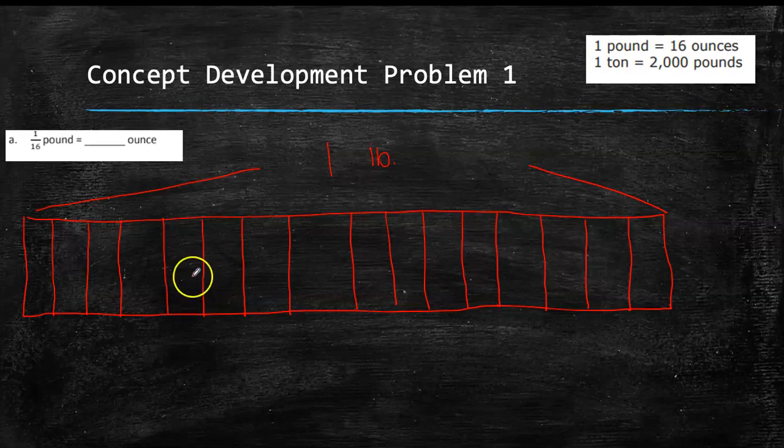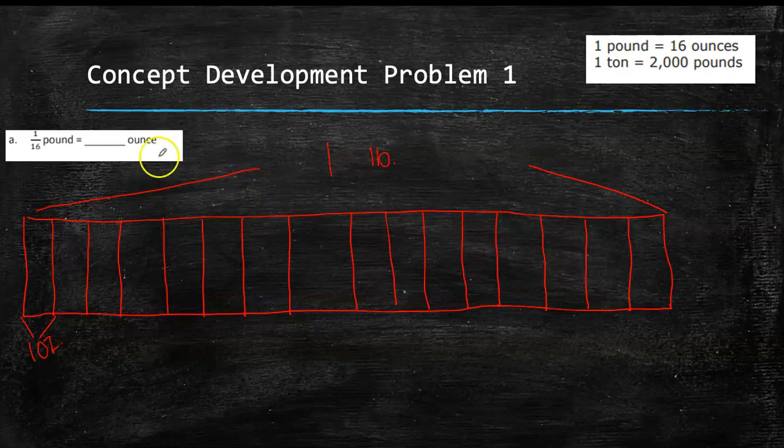And what do we say they represent? Awesome. They represent 1 ounce. OZ is the abbreviation for ounce. Great, great job. All right. Looking at problem 1A on the top left here, it says 1/16 pound equals how many ounces? I need to know how to complete that number sentence.